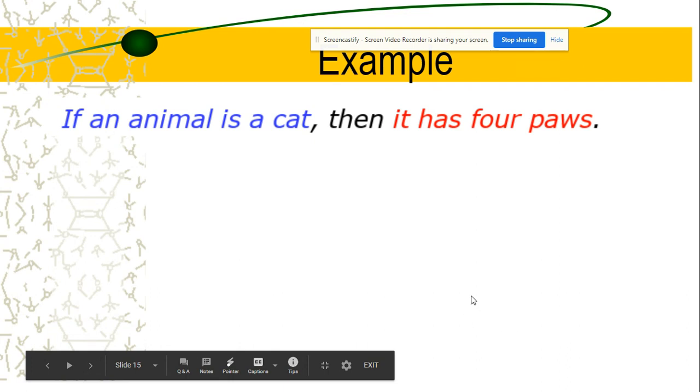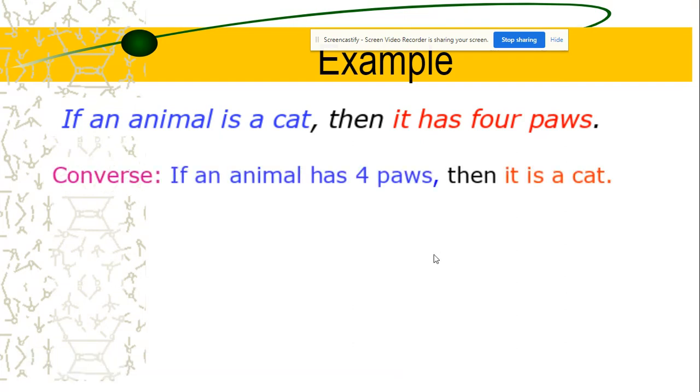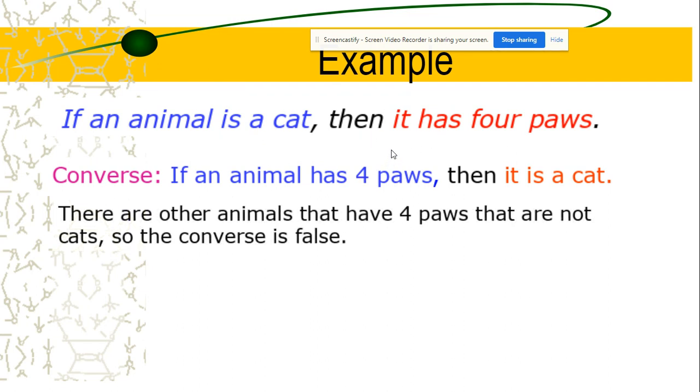All right, for this example, if an animal is a cat, then it has 4 paws. Let's take the converse of that. All right, and so if an animal has 4 paws, then it is a cat. Remember, the converse is when you switch the hypothesis and the conclusion from your original. There are other animals that have 4 paws that are not cats, so the converse is a false statement.